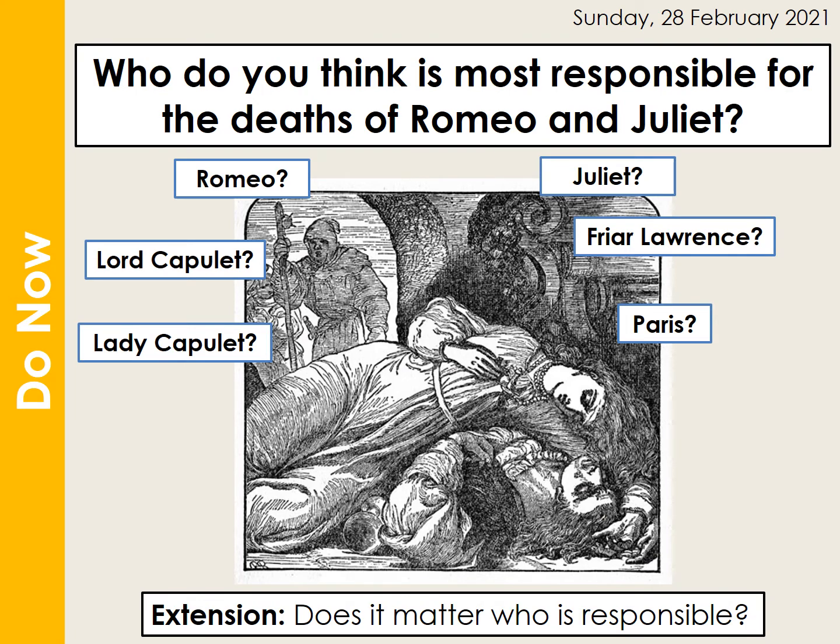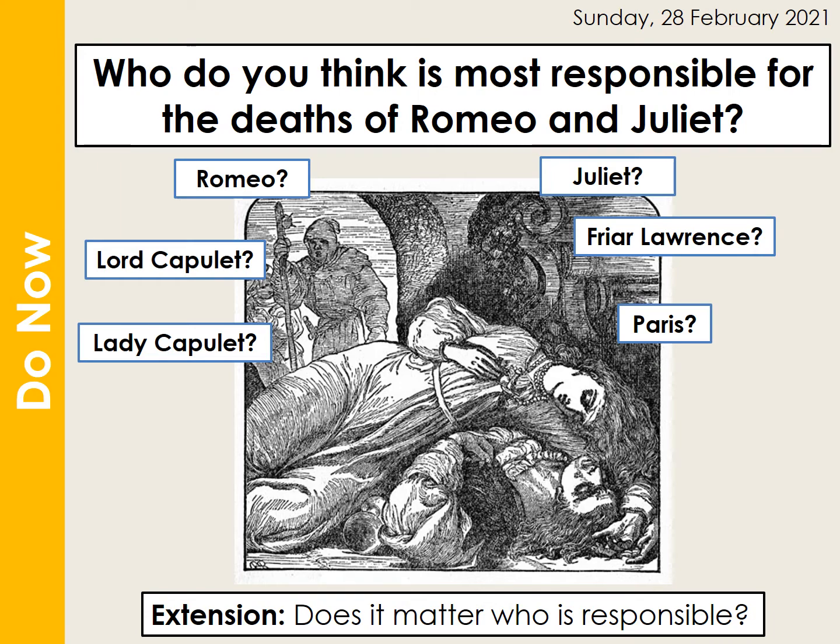So we're going to start off by thinking today about who you think is the most responsible for the deaths of Romeo and Juliet. And we've got lots of different options here, haven't we? We've got Romeo and Juliet themselves, okay? What reasons might there be that they are responsible for this? They got married very, very quickly. They did it in secret. They didn't tell anybody what they were doing. Juliet defied her family. Those might be reasons you want to consider.